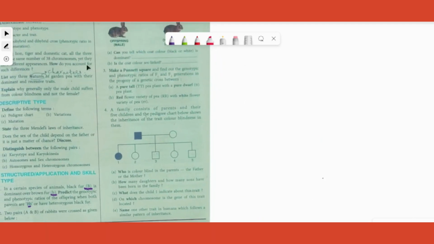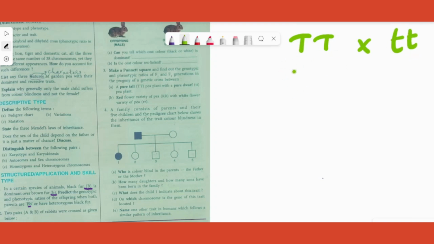This is a direct question. You are asked to find out the genotype and phenotype of F1 and F2 whenever crosses are made. We'll do the cross right now. First one, pure tall is crossed with pure dwarf. This is something that you have been doing. However, we'll try to do it again. Alright, so this is the data given to you.